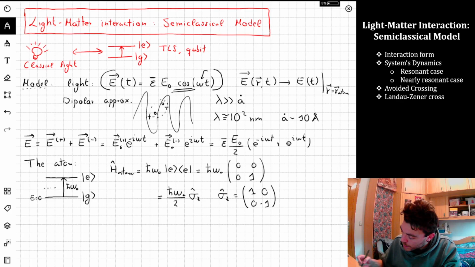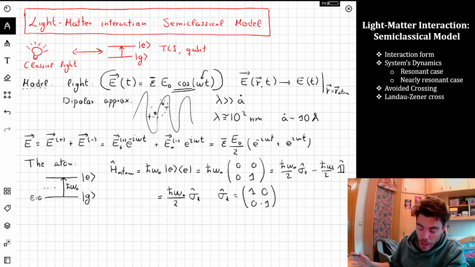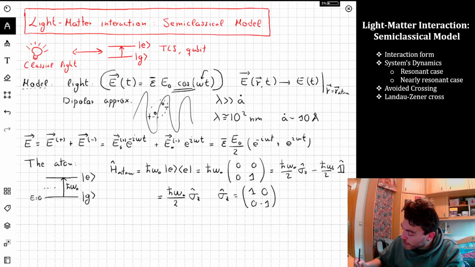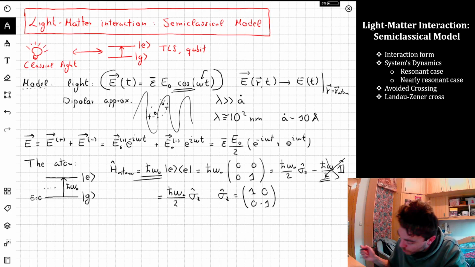Obviously, this is exactly the same, because you can write this Hamiltonian exactly as h bar omega naught divided by 2 sigma z, and then you just subtract h bar omega naught divided by 2 times the identity matrix. This has no physical relevance at all. So this means that we can just forget about it for the time's sake now, and just keep the projector onto the excited state. So this is the Hamiltonian of the atom.